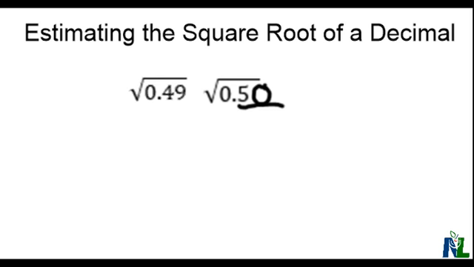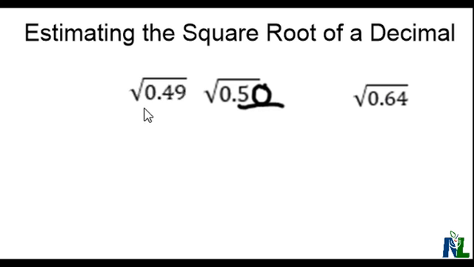Then we also know that the next perfect square after 50 is 64. So the next perfect square after 50 hundredths is going to be 64 hundredths. It's not as close to 50 hundredths as the 49 hundredths was. It's a little farther away. So we already know the square roots of those. Those are our known perfect squares.